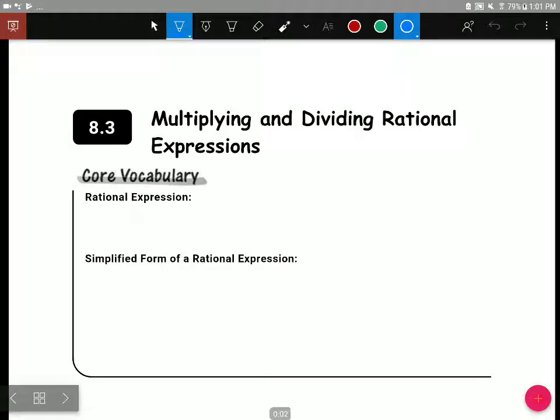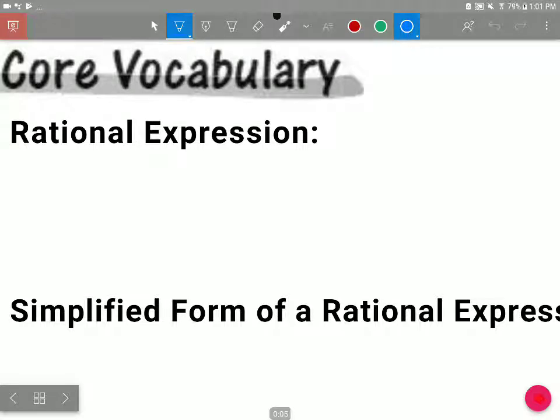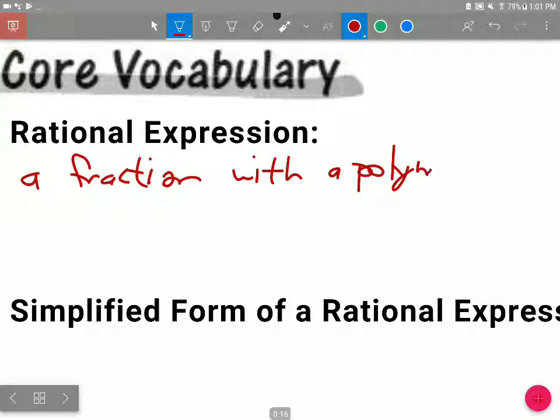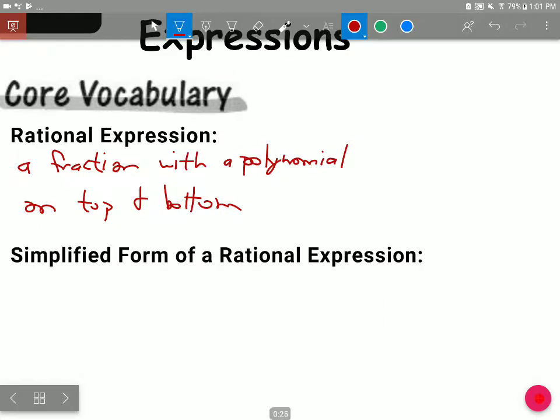Multiplying and dividing rational expressions. A rational expression is basically a fraction with a polynomial on top and bottom. For example, if you have something like (x + 3) over (x squared minus 7x plus 8), that's got a polynomial on top and a polynomial on bottom, therefore it's a rational expression. It's not a full equation, it's just an expression, just a piece of one.